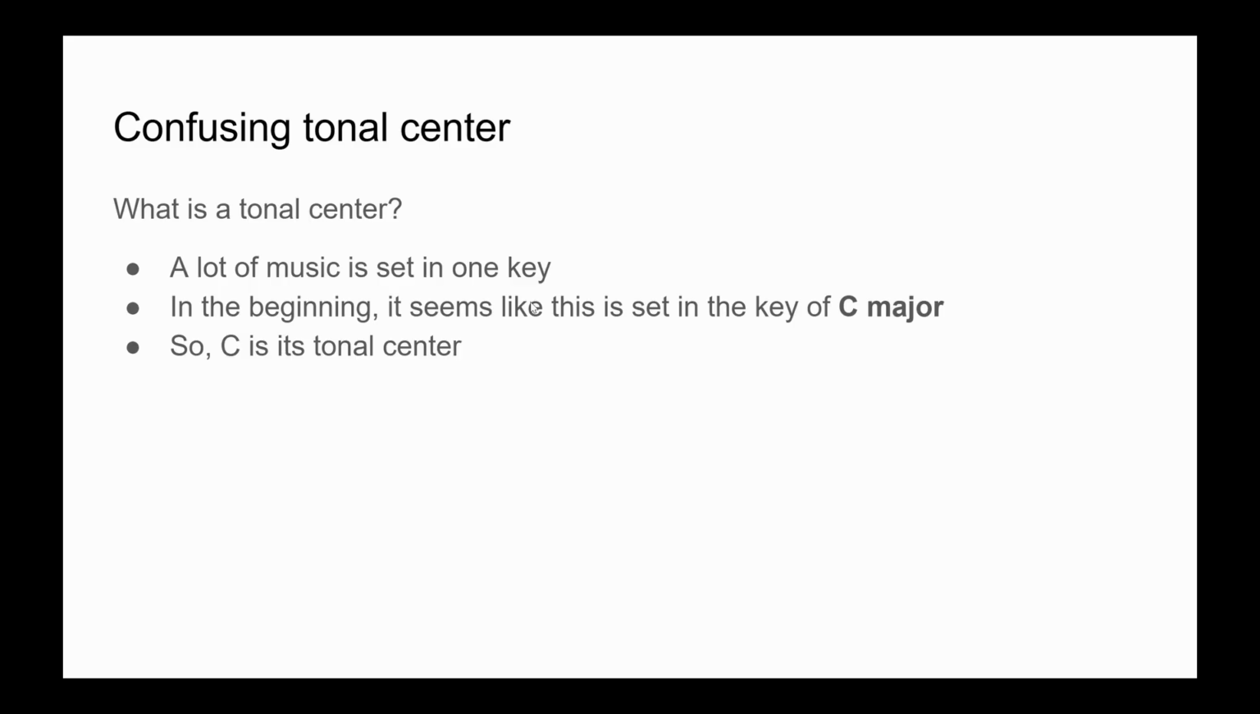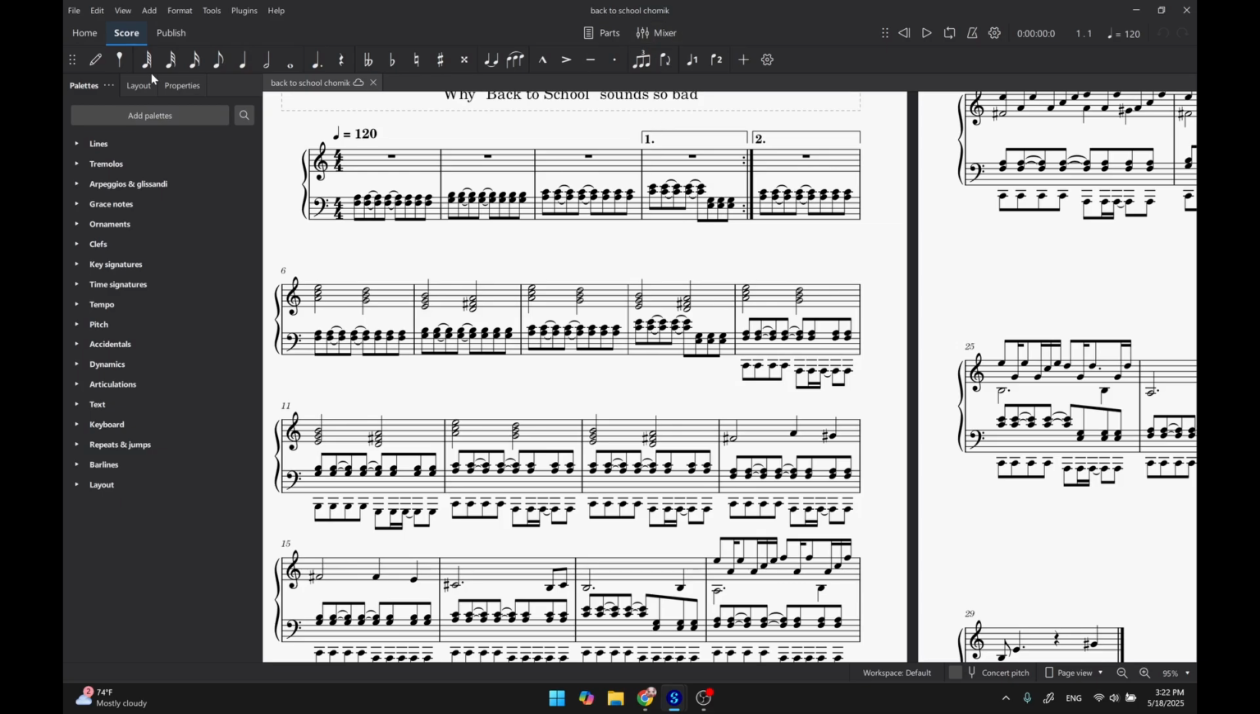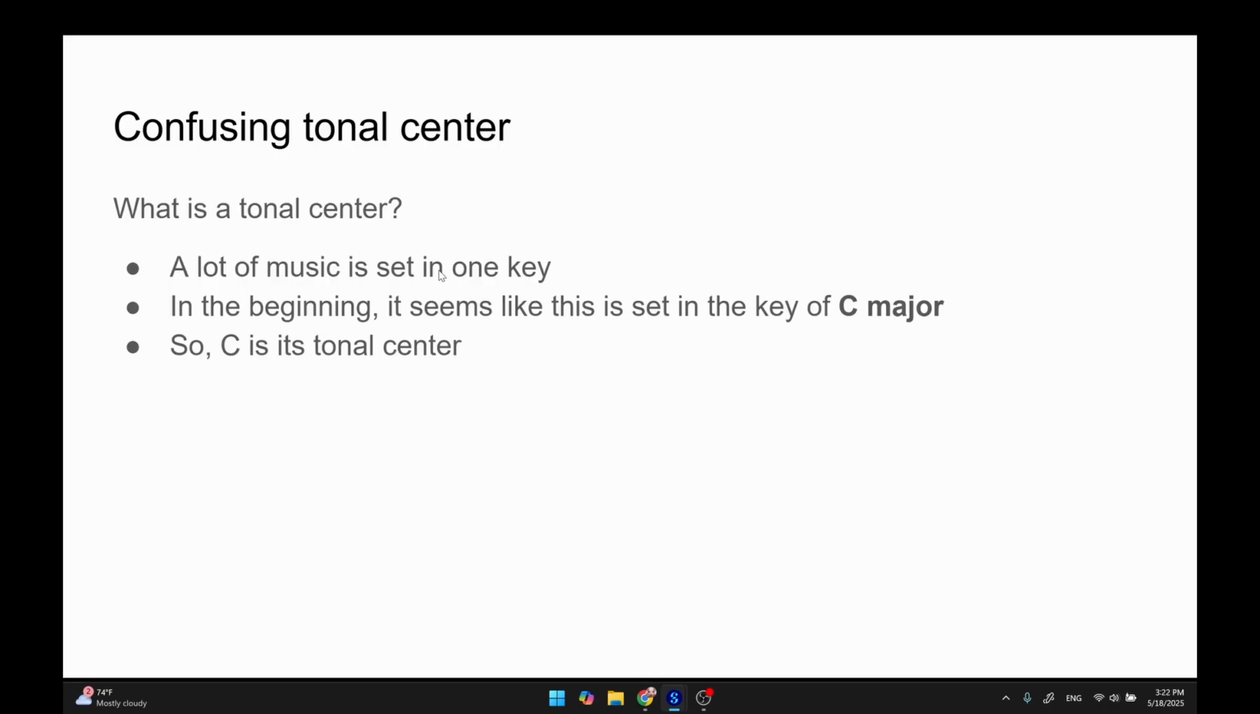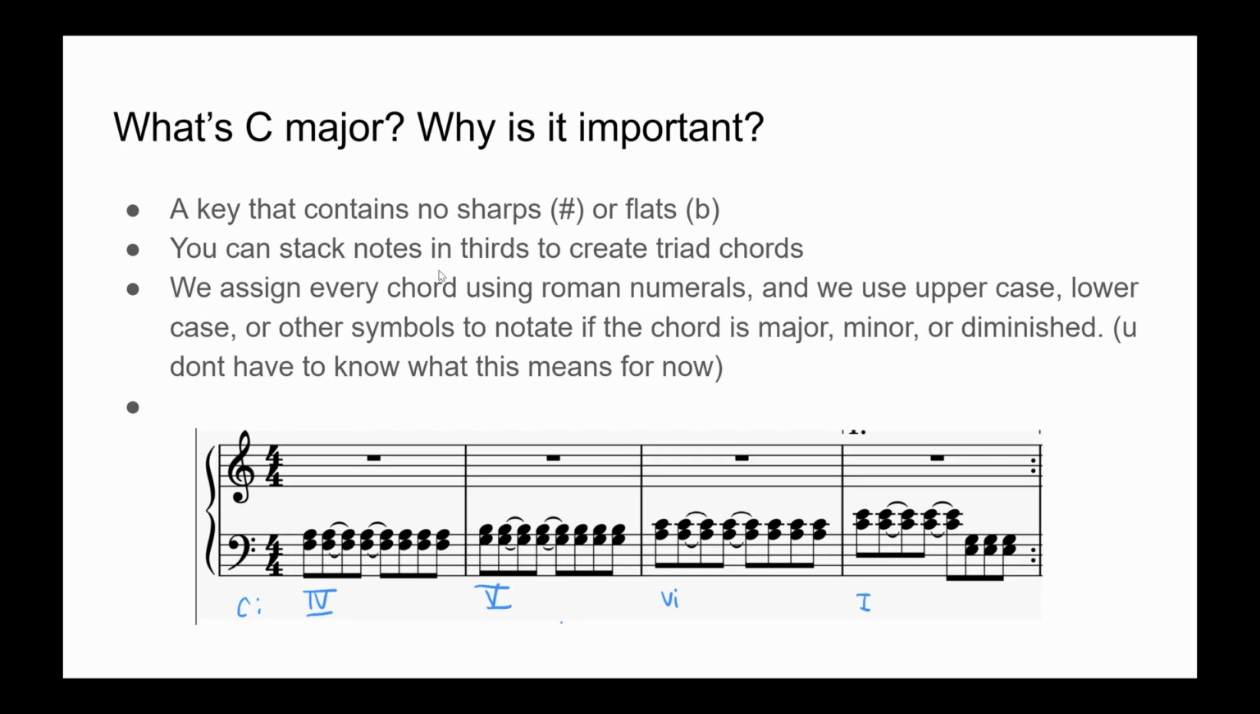So what is a tonal center? It's basically the key of the song. So in this case, the key is C major. So C is the tonal center, right? And this is the C major scale. There's no sharps or flats in C major, so whenever you do see a sharp or a flat, something is up.